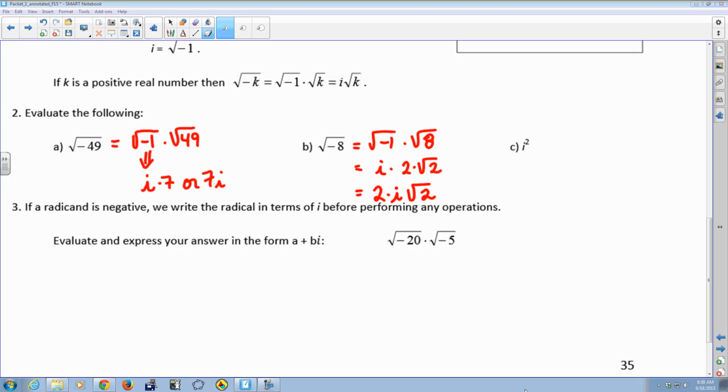Yes, because there's no negatives anywhere. The square root of 8 doesn't have a negative attached to it. And then the square root of negative 1 is the i. Yeah, so there's no negative here once you simplify it.